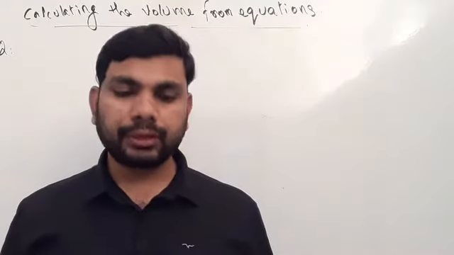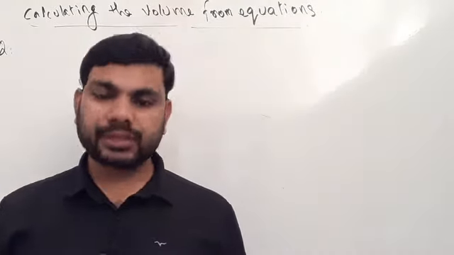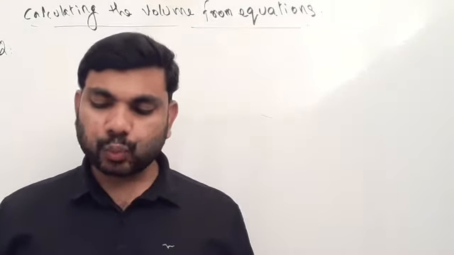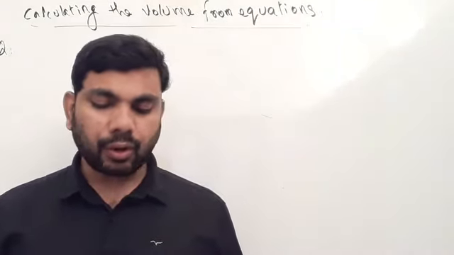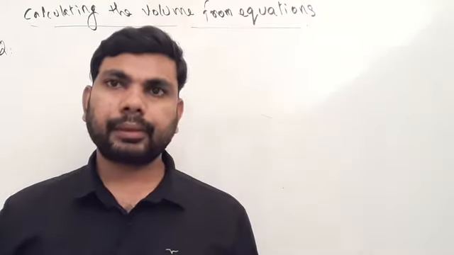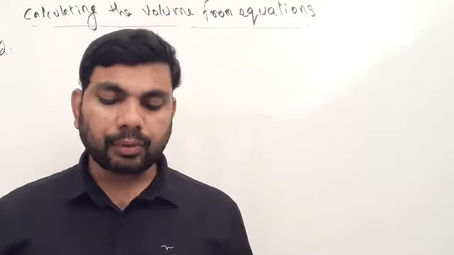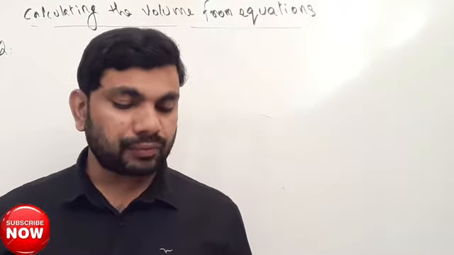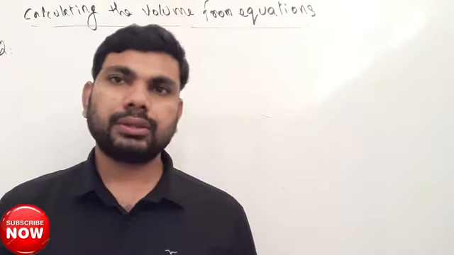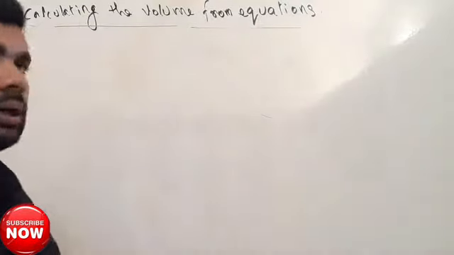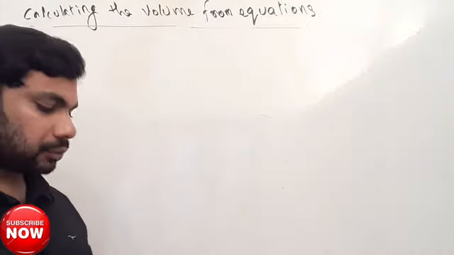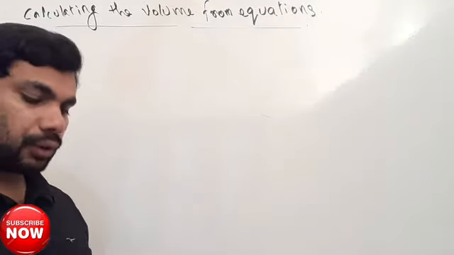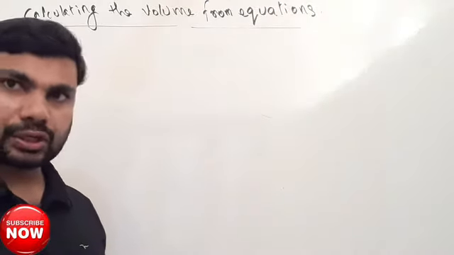Next we have to discuss calculation of volume from an equation. Based on this we have one question. What volume of hydrogen will react with 24 decimeter cube of oxygen to form water? We have to calculate the volume of hydrogen that will react with oxygen. The volume of oxygen given is 24 decimeter cube.